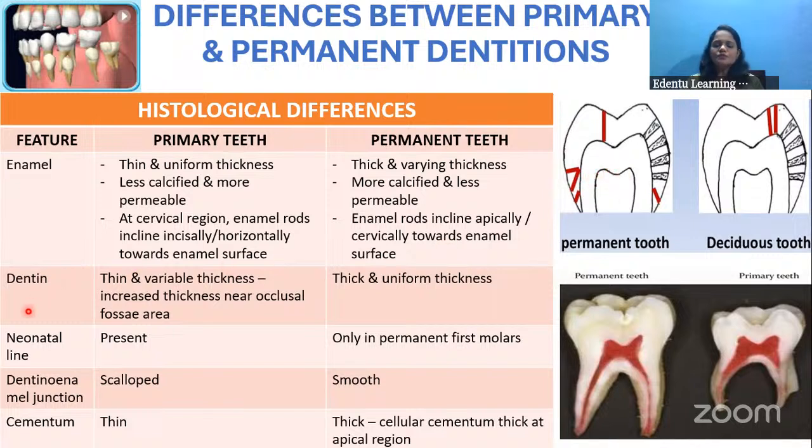Coming to dentine, in the primary tooth it is usually thin and of variable thickness, and we usually see increased thickness near this occlusal area here. Whereas in the permanent teeth, the dentine is thick and of uniform thickness.